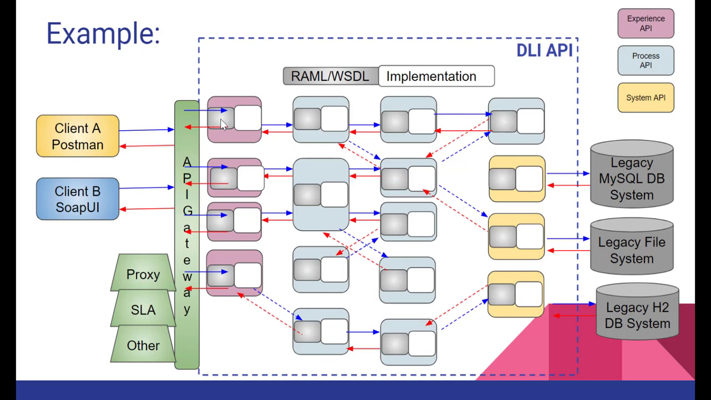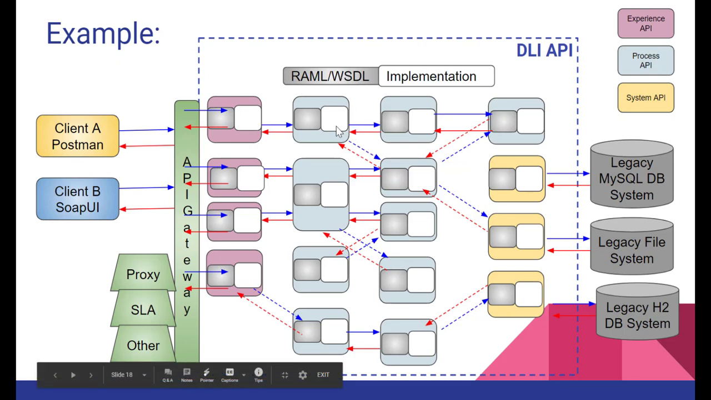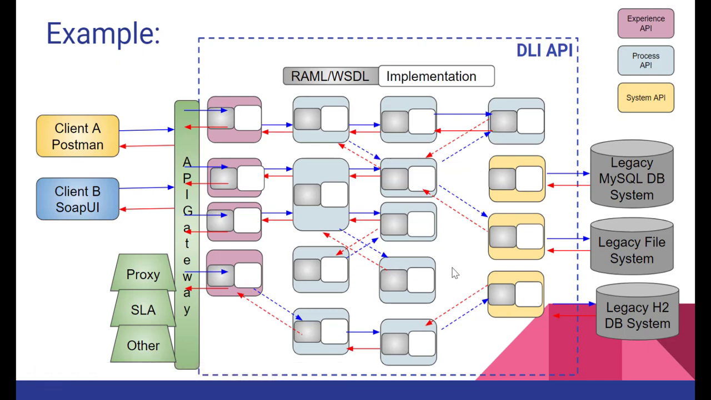So as you can see, if you look at the color code, the experience API is marked with this color. It also has the interface as well as the implementation. Okay, so this color code is being followed, and as you can see, the intercommunication between the APIs implements the whole API-led connectivity, as well as creates the application network.